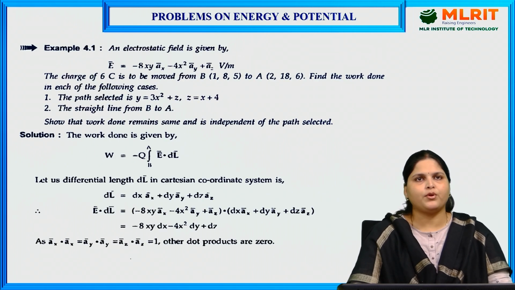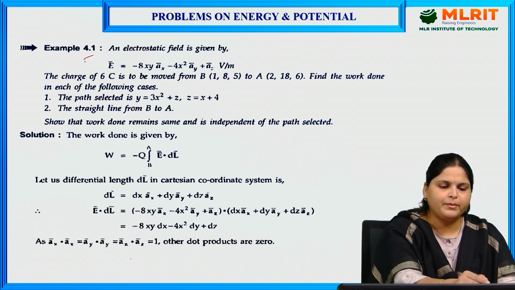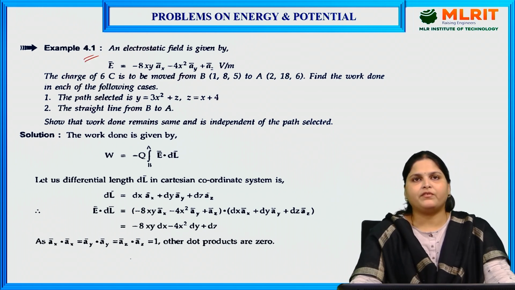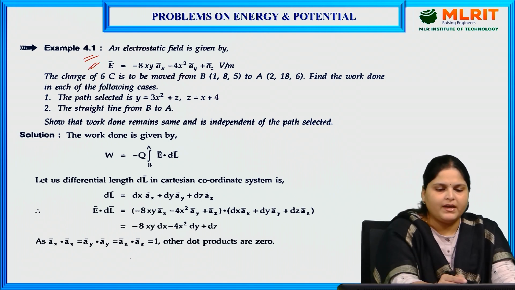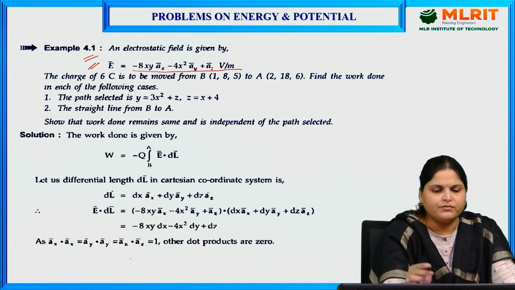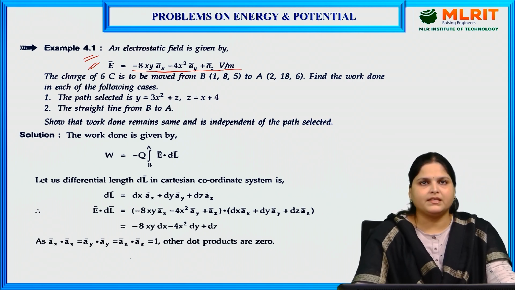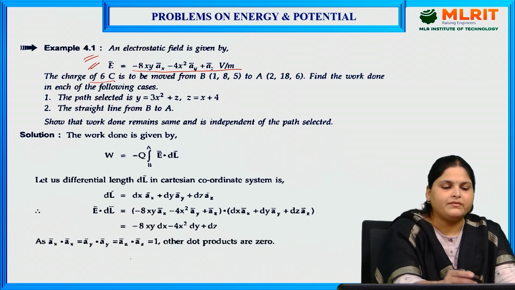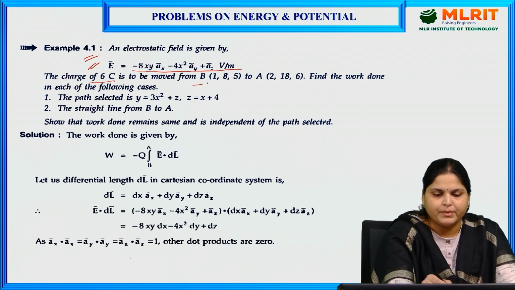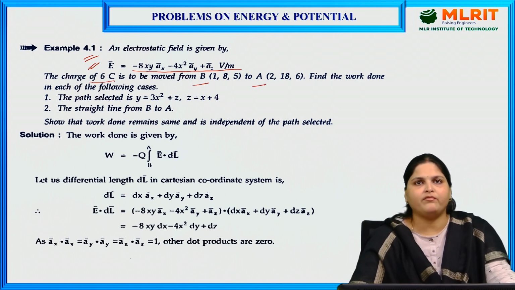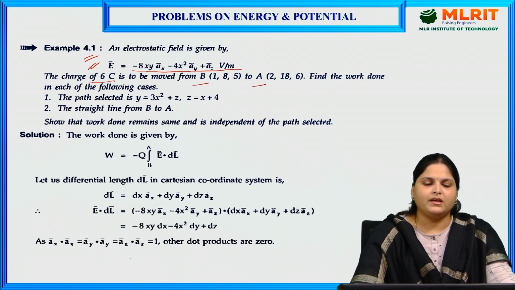Now let's start the problems. First problem is, an electrostatic field is given by E is equal to minus 8xy ax minus 4x square ay plus az volt per meter. This is the field given in the question. Another parameter given is the value of charge. A charge of 6 coulomb is to be moved from position B to position A, and the coordinates of B and A are given. B is (1, 8, 5) and A is (2, 18, 6).